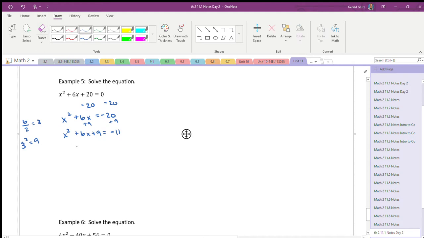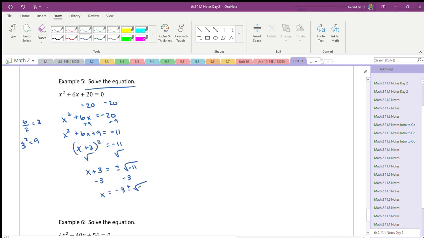On the left we have a perfect square. So x plus 3 squared is equal to negative 11. Take the square root because, again, we're solving. So we got to get x by itself. So that means we got to get rid of the squared. So x plus 3 is equal to plus or minus the square root of negative 11. So we can subtract 3 on both sides, and we get x is equal to negative 3 plus or minus the square root of negative 11.